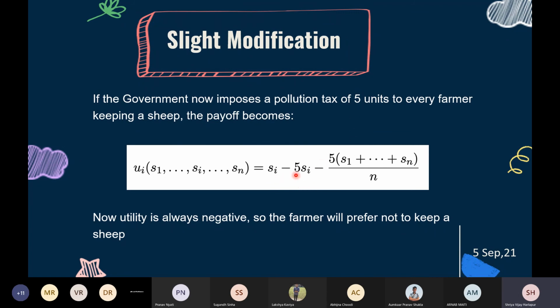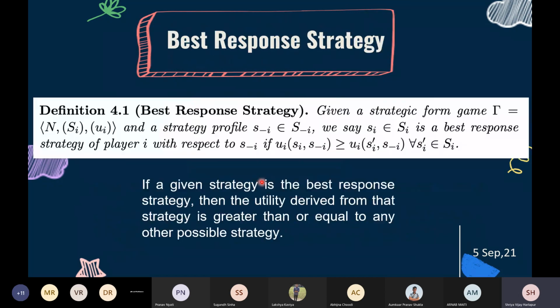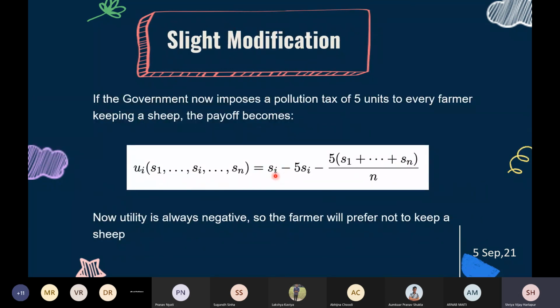So none of the farmers will buy any sheep if there is any sort of tax. Even if the tax is equal to the utility of keeping a sheep, then this quantity will become 0 and this remaining quantity is still negative. So even then the farmers will prefer not to keep a sheep. Only if the tax is less than the utility of 1 unit, which is from keeping the sheep, only then will the farmer derive some sort of positive utility beyond a certain number of farmers. And so that's why this tax modification is pretty interesting to look at. Is there any question?